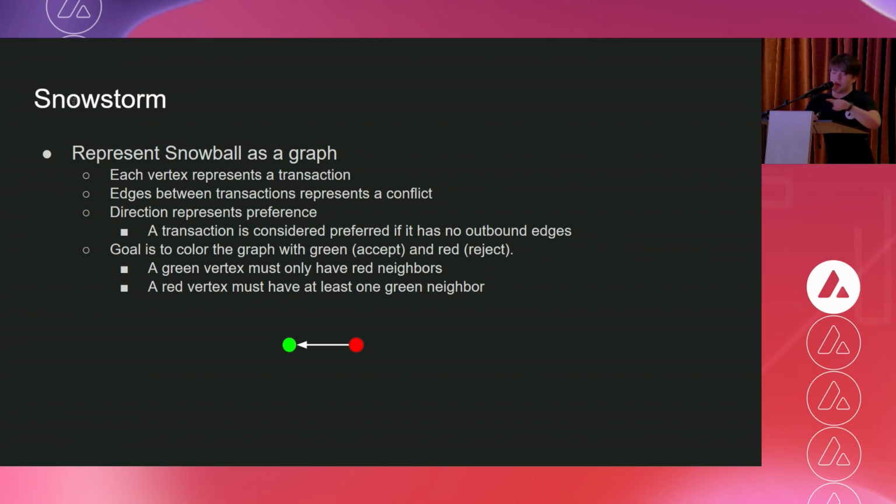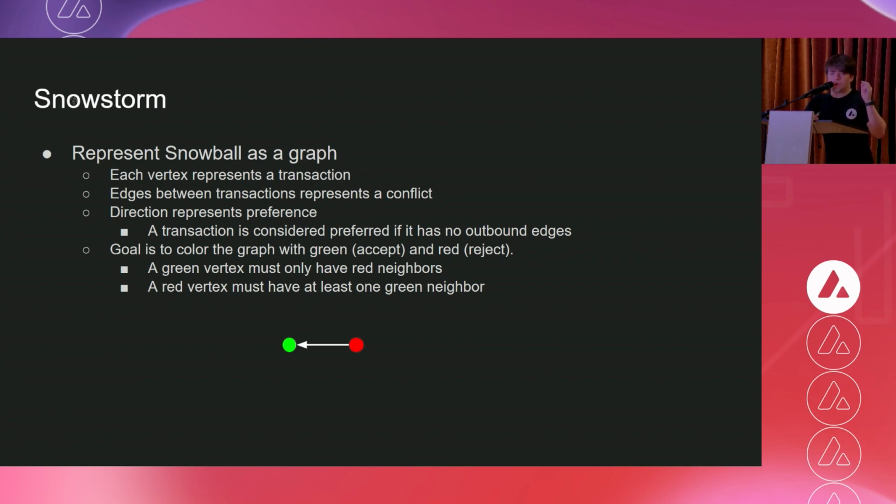You'll notice that the edge is directed in this case. In the Snowstorm representation of Snowball, the edge represents preference. Because the left transaction is accepted, it's preferred over the rejected one, right? The reason that it has an edge at all is because these transactions conflict. Inside of, say, the Avalanche X chain, these would be perhaps 2 transactions that consumed the same UTXO. So there's a conflict in this conflict set between each other.